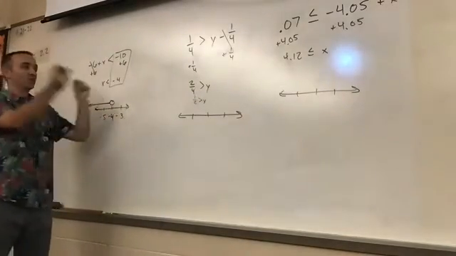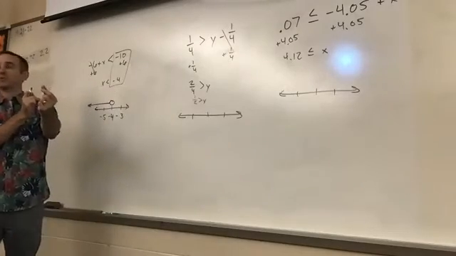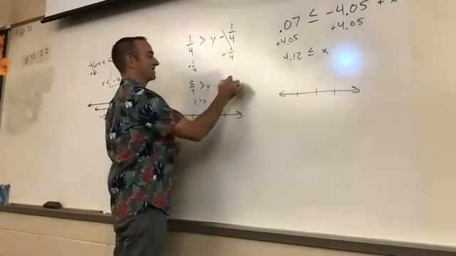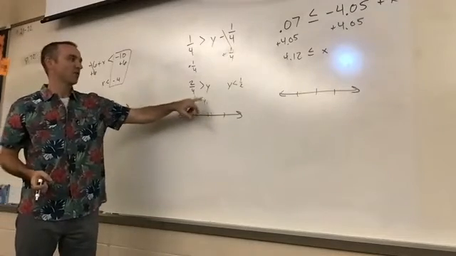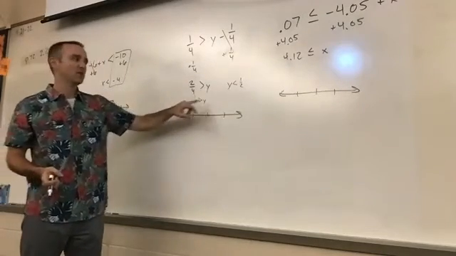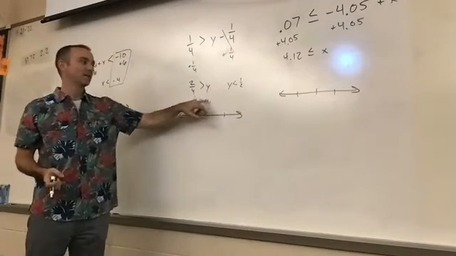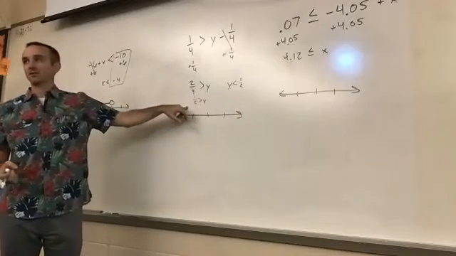If you want to, you can flip that whole thing around and write your answer as y is less than 1/2. You just need to make sure that the y is smaller than the 1/2, whichever way you write it. It does not matter. Okay, both of these are correct.